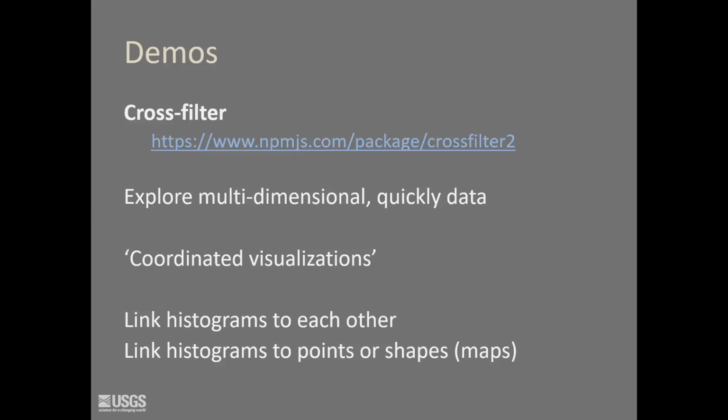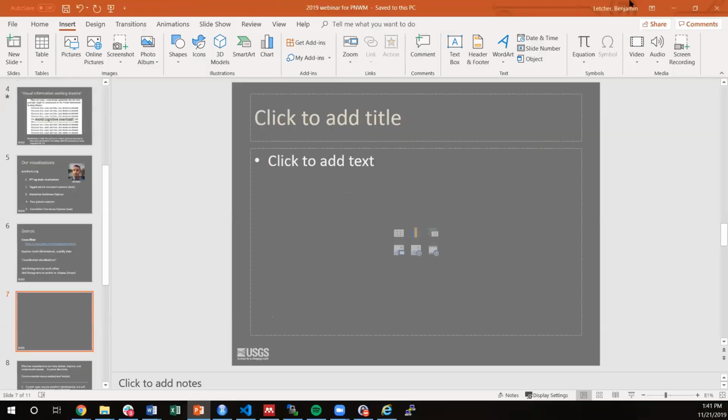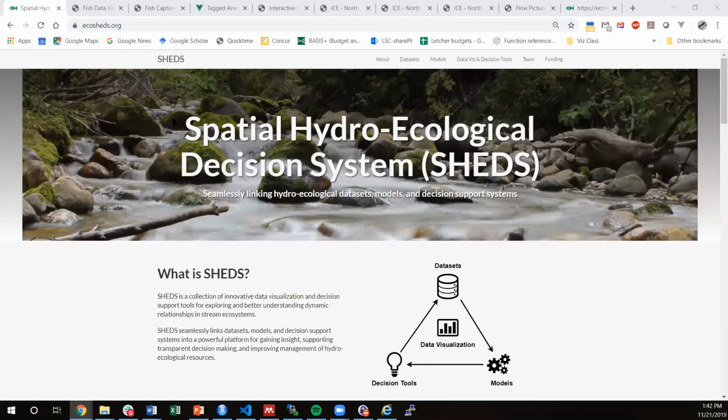So when you change one, the filtering basically works across all the histograms. What this lets you do is link histograms to each other, or possibly link histograms or data to points on a map or somewhere else, or shapes on a map. So this is my big plug for cross filters. We really like them and have gotten really far, I think, with them in incorporating them into maps and other things.